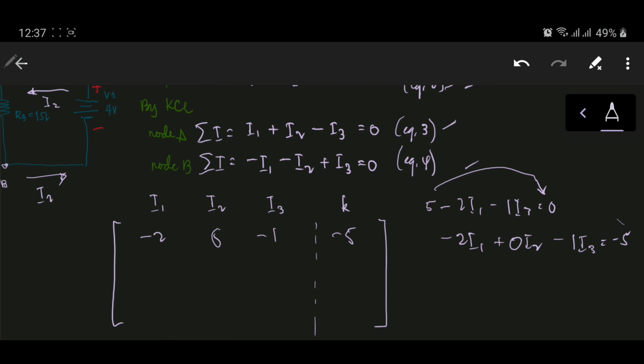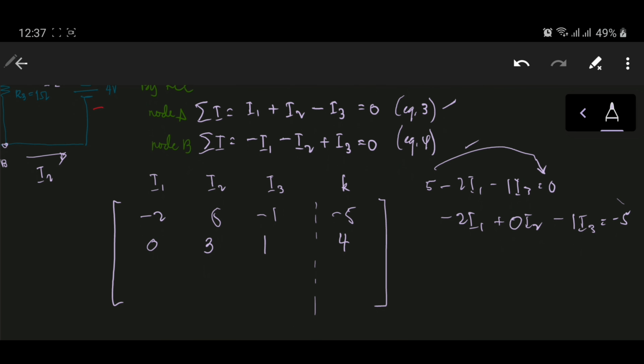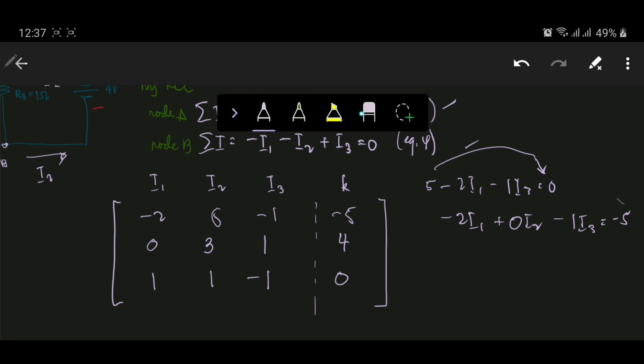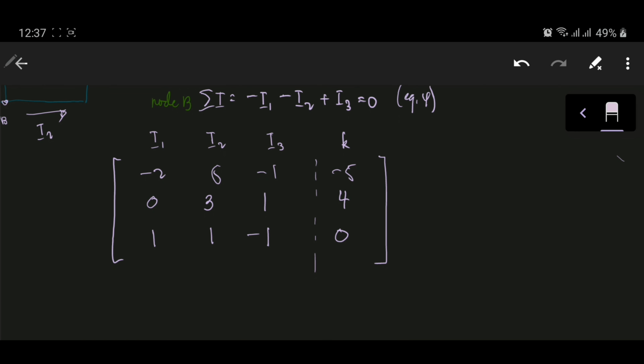You'll do the same thing with equation 2 and equation 3. Equation 2, we have 0I1, positive 3I2, and positive 1I3, and that's equal to 4. And then finally, equation 3, you have positive I1, positive I2, -1I3, and 0. So we have now our matrix, so we can use a calculator, or you can solve it manually if you want.